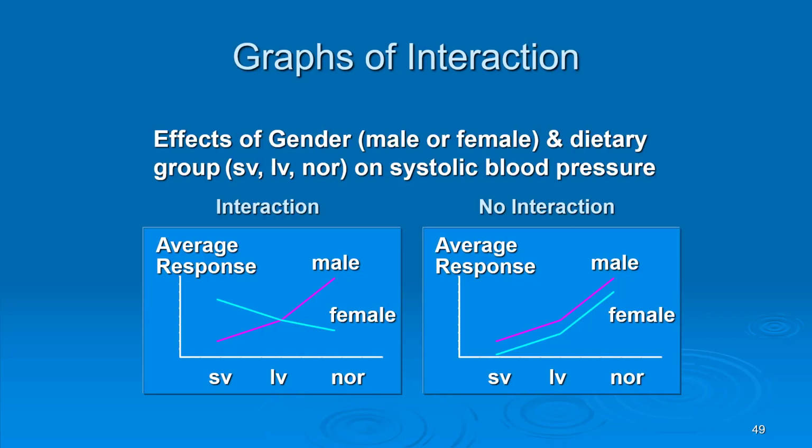Here is an example that can help you better understand interaction. The bottom graph shows the effect of gender and dietary groups on systolic blood pressure. When interaction occurs, the lines cross. You can see that the relationship between average response and dietary groups differs between males and females. When there is no interaction, the lines do not cross. Basically, the relationship between X and Y is the same regardless of gender.